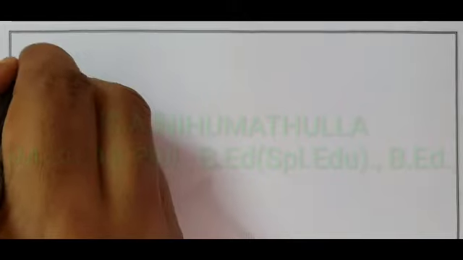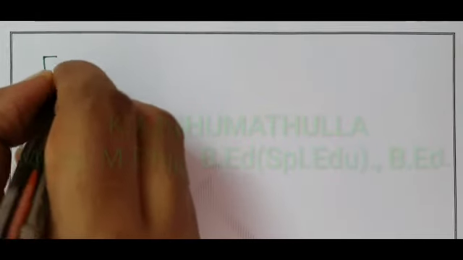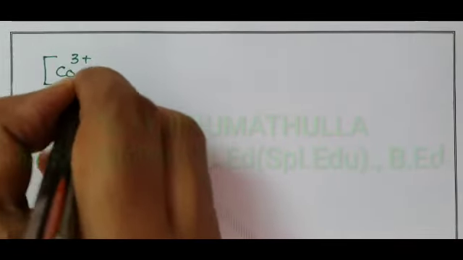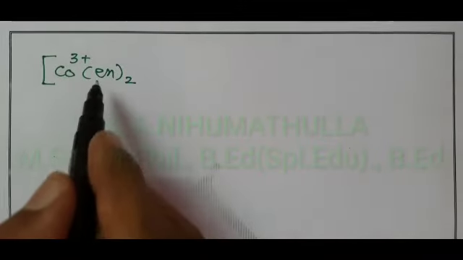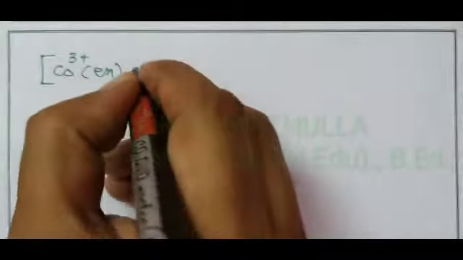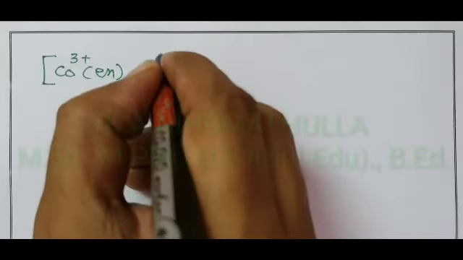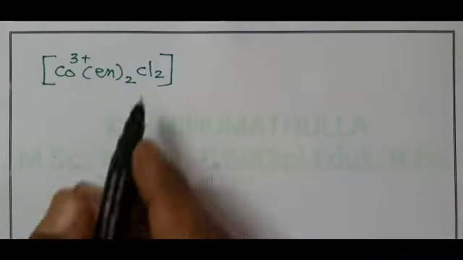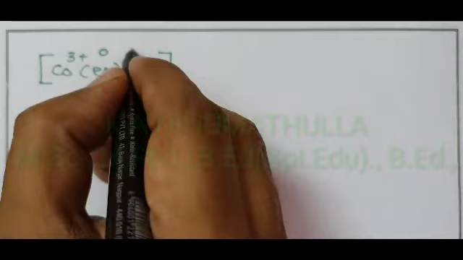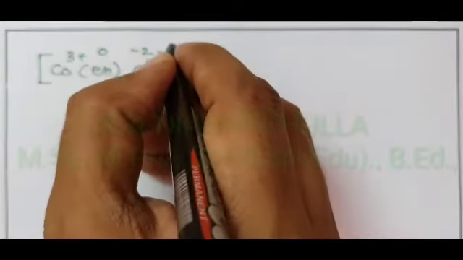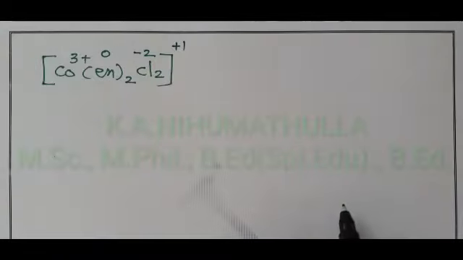Octahedral complexes with two monodentate ligands, cobalt 3 plus, ethane-1,2-diamine. Two bidentate ligands are used here, then two monodentate ligands. For these complexes we can write cis form and trans form. Ethylene diamine is a neutral ligand, 1 chlorine 1 minus, 2 chlorine 2 minus. When you add these two charges, you will get plus 1 on the complex.